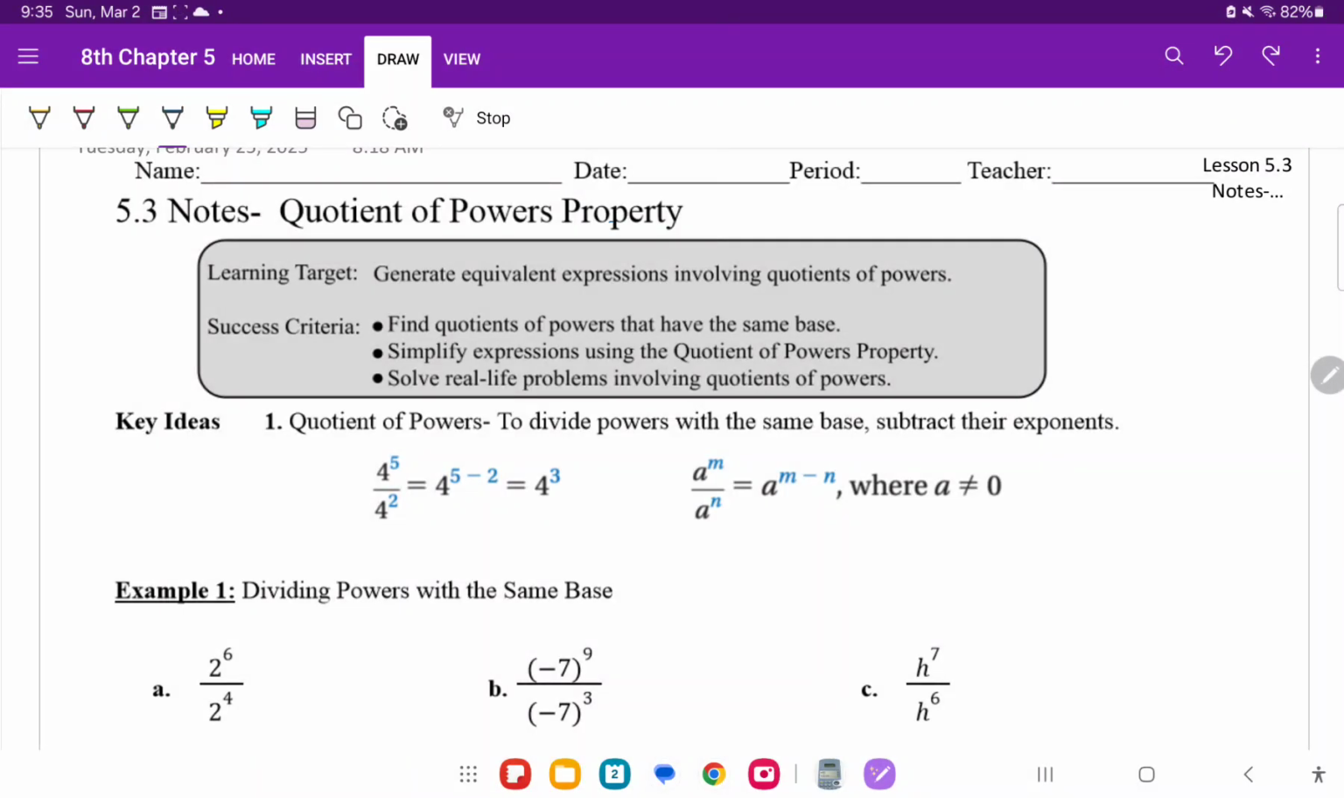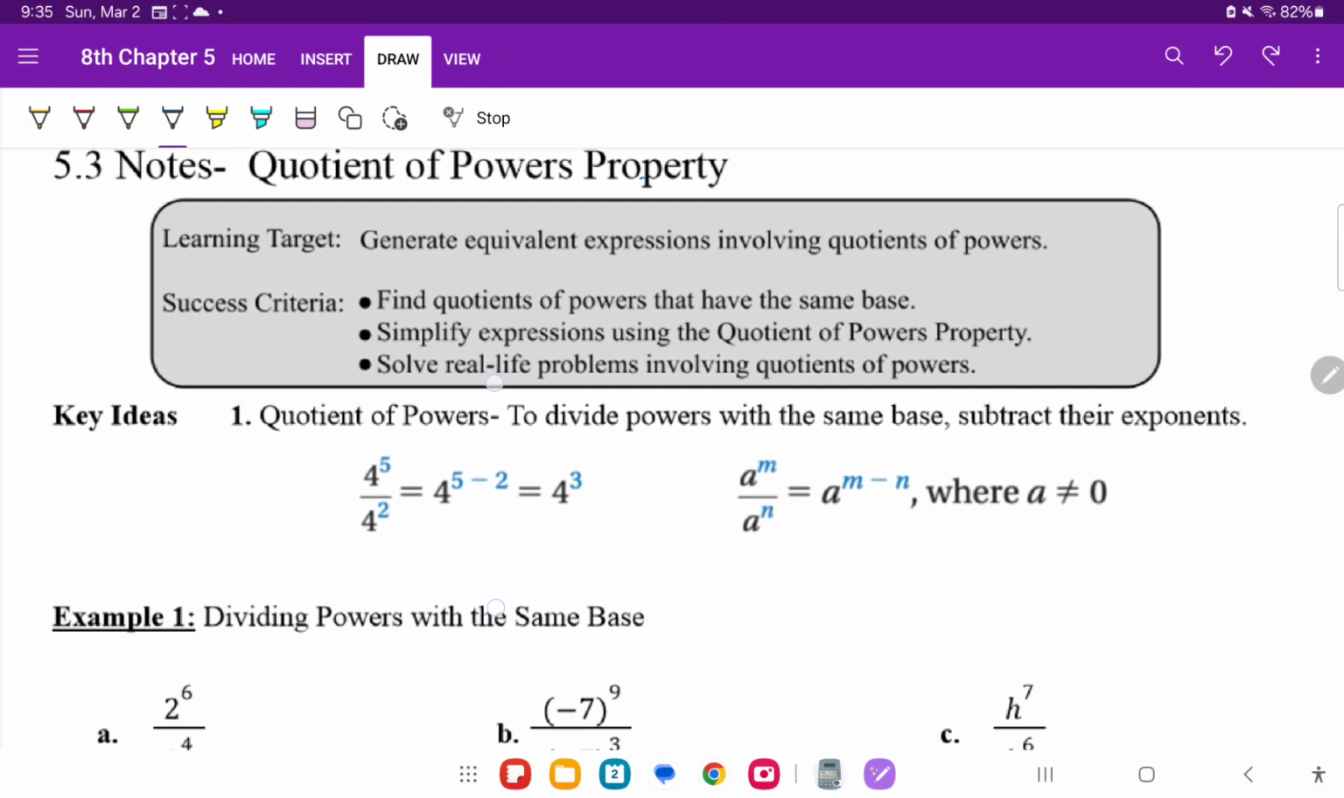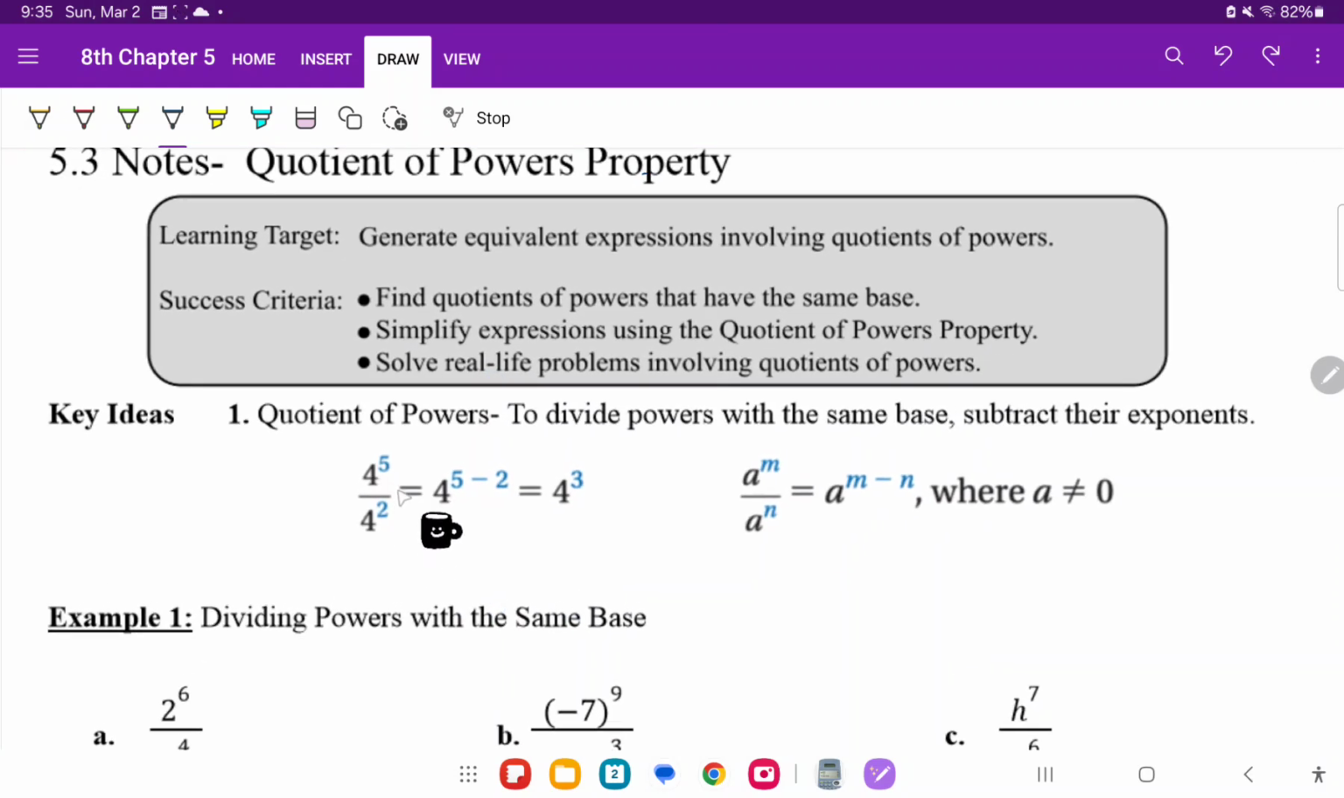Okay, so we are looking today at 5.3, quotient of powers property. So 5.2 was the product of powers. Now we're doing the quotient, which is the answer to a division problem. So if you notice right here, we are going to be dividing 4 to the 5th by 4 squared.